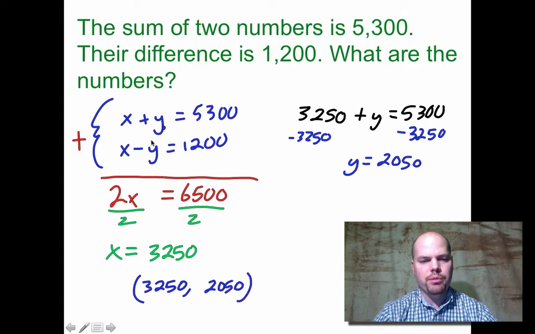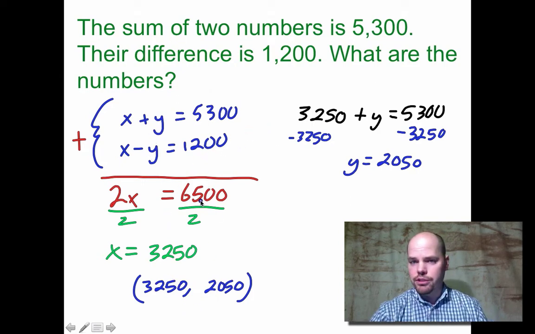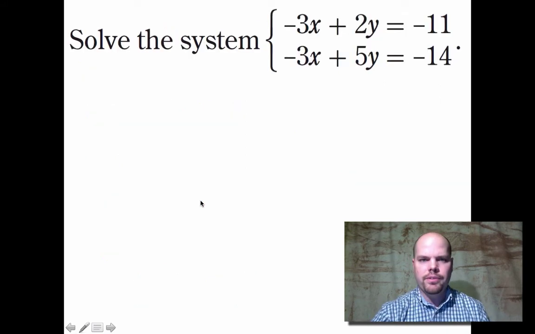If we were able to graph these two, this is where they would intersect. But this is a lot faster method than graphing, because trying to find the right window might have been a problem. Now check your answer. Does 3,250 plus 2,050 equal 5,300? Yes. And is the difference between these two 1,200? It is, yes. So the sum of them is 5,300 and the difference is 1,200. So it checks out.